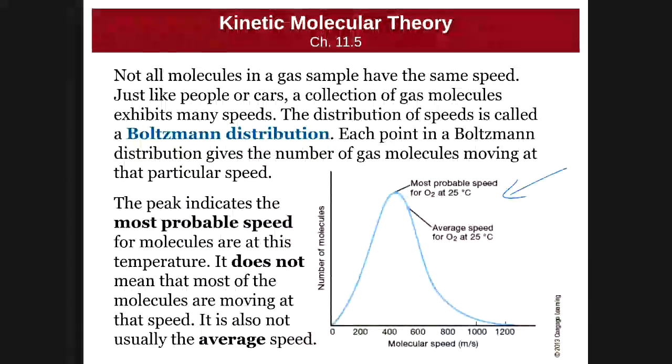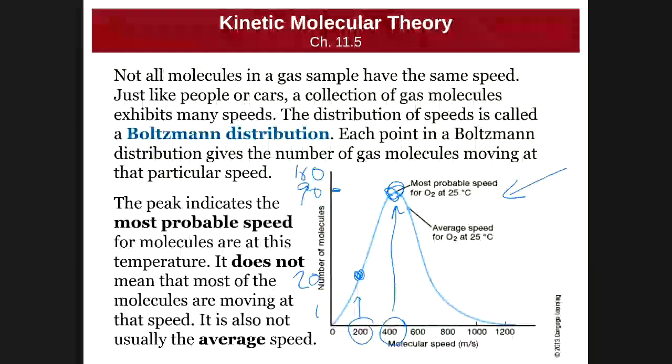Each point in a Boltzmann distribution gives the number of gas molecules moving at that particular speed. So say this was 1 through 100 gas molecules. If I pick this point right here, I'd say that's about 20 gas molecules moving at 200 meters per second. That's what that means. Every point gives the number of gas molecules moving at that speed. The peak indicates the most probable speed. So that's a little over 400, and that's close to our 90 mark. So 90 of the particles are moving at that speed compared to the 20 at this slower speed. So this is the most probable speed at that temperature.